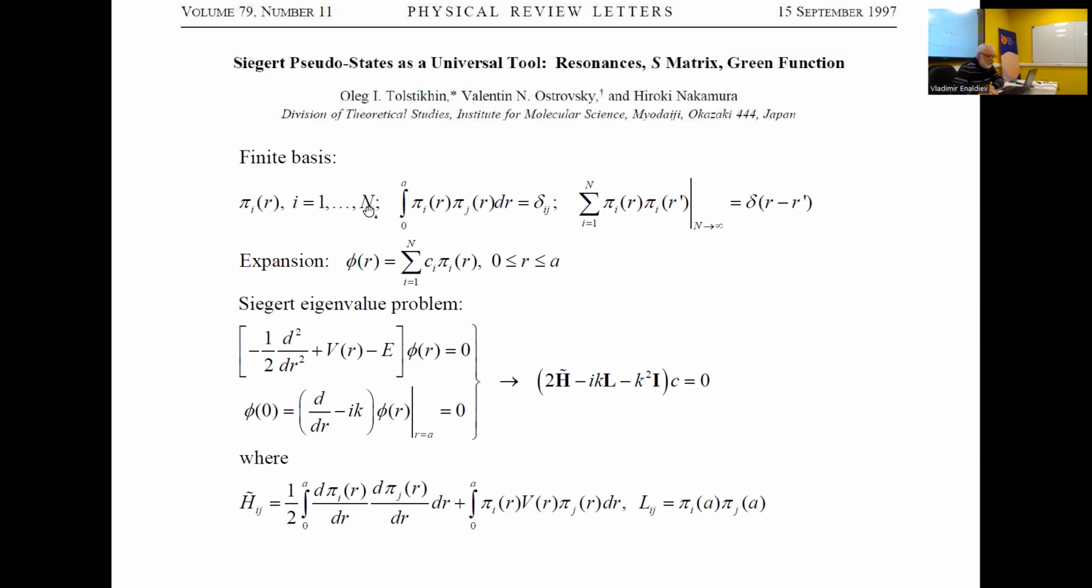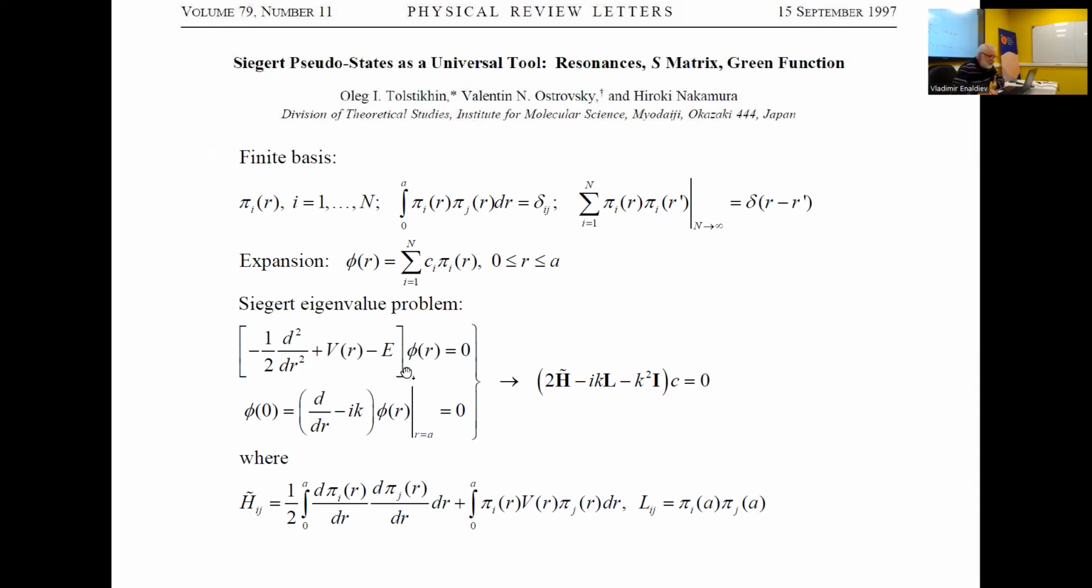Yes. For any finite N, it's not a complete basis. Then how can we expand pi? Yeah, I just look for a solution. So I cast this differential equation into matrix form. I didn't say that I find the solution.